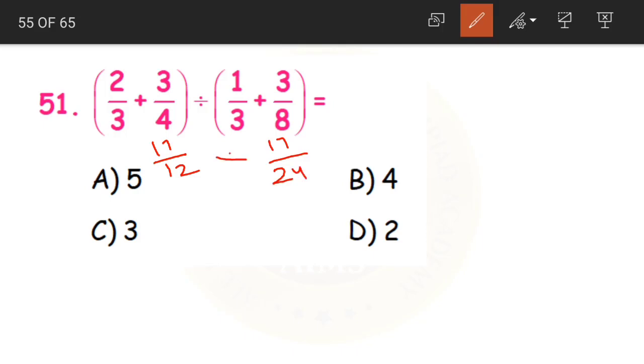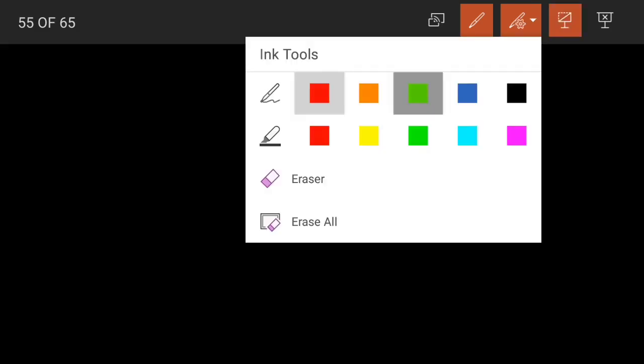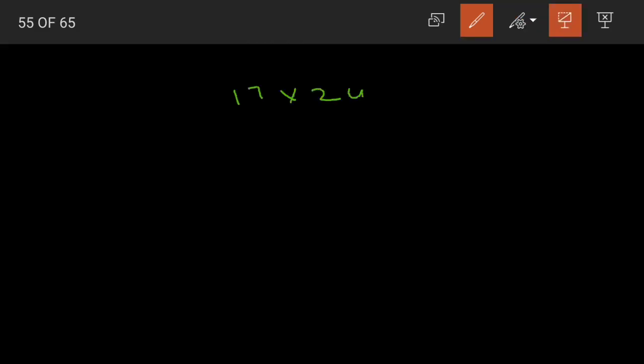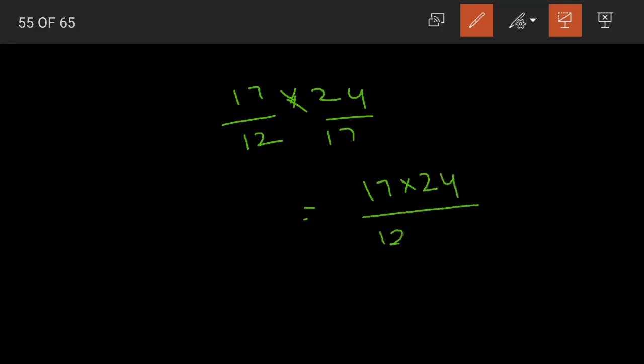Now what should we do? We should divide these two sums. Now how will we divide two fractions? The first fraction is kept as it is. The division symbol becomes multiplication, and for the second fraction we write the reciprocal. We are having 17 by 24; we'll make that 24 by 17. What do you have now? 17 by 12 into 24 by 17. If we multiply them, we have 17 ones are 17.